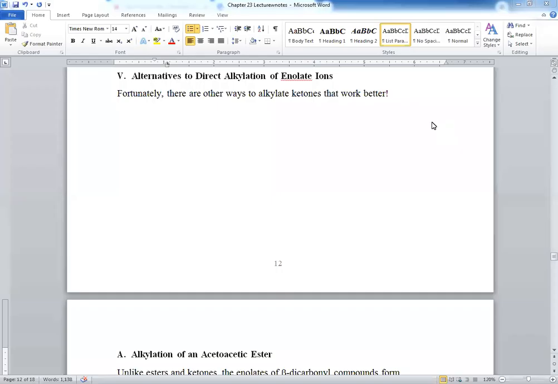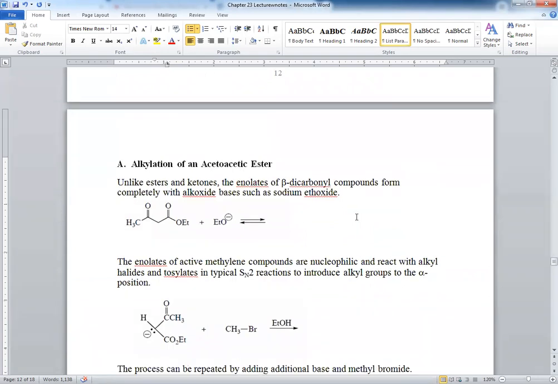So we explained in the last section the shortcomings of the route that gives you the kinetic enolate and the one that gives you the thermodynamic. Even though you can produce a large percentage of the kinetic enolate, you'll still get a low yield when you use that enolate in another reaction to produce something else, if you use it as a nucleophile. So we need alternative ways. There are alternative ways to alkylate the ketones, and let's look at the first one.